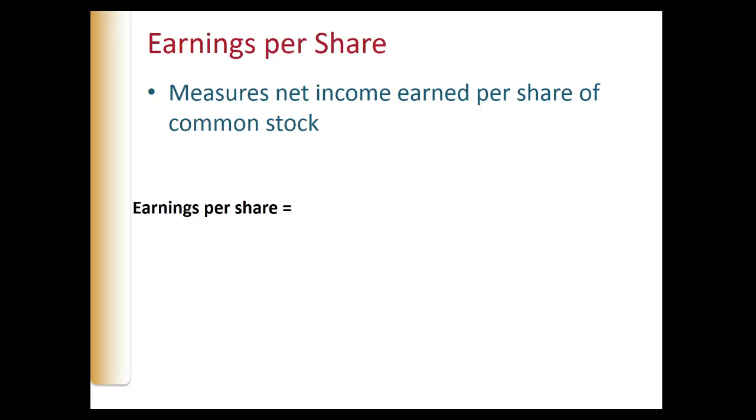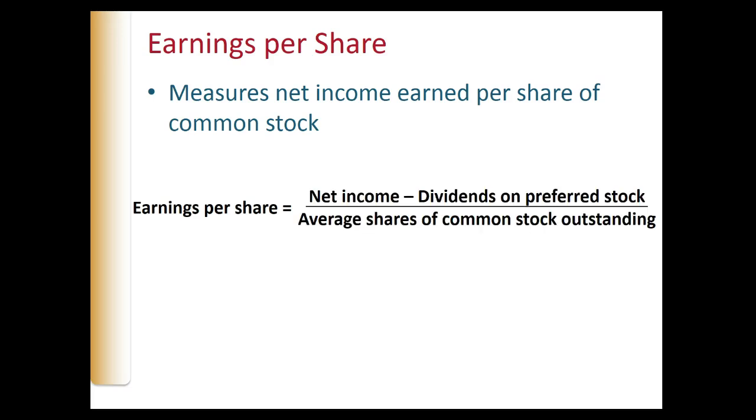Earnings per share measures the net income earned per share of common stock. We calculate earnings per share as net income minus dividends on preferred stock divided by the average shares outstanding during the period. Now, the upper half of the fraction measures the income available to common stockholders.